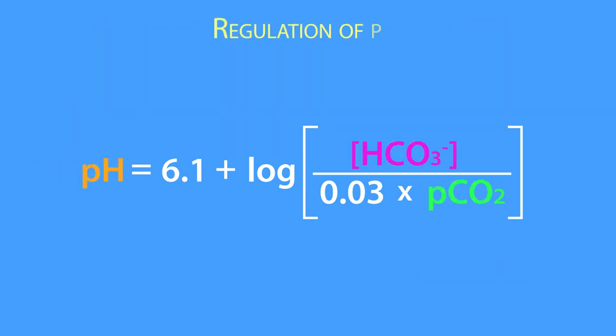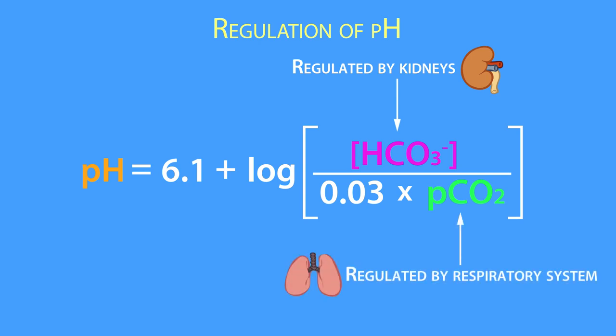Second, the equation provides a simplified view of how pH is regulated. For example, plasma bicarbonate concentration is primarily regulated by the kidneys, while the partial pressure of CO2 is mainly regulated by the respiratory system. With this in mind, we now have a framework for diagnosing acid-base disturbances.